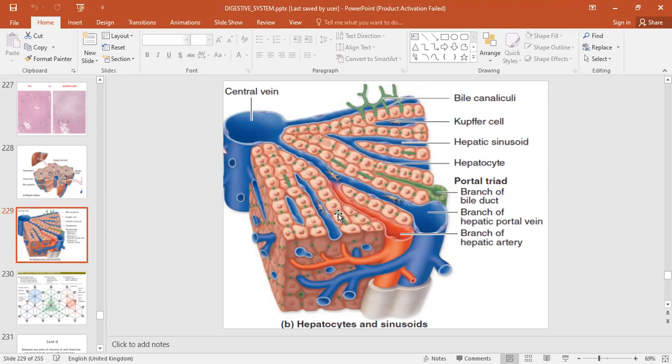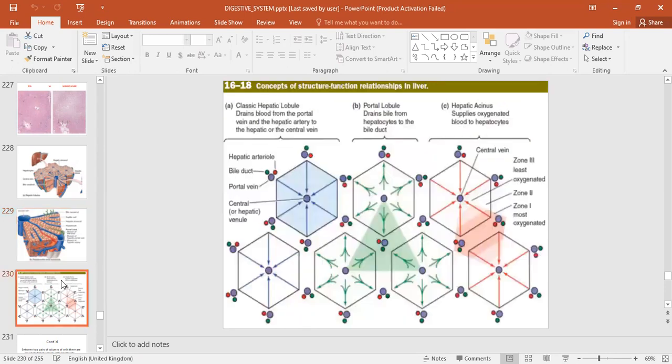These are hepatocytes, and you see that hepatocytes are in columns. Then in between hepatocytes, we find the sinusoids. That's the sinusoid, sinusoid, sinusoid, which carries a mixture of blood. Because of that, liver lobules have been classified as following.